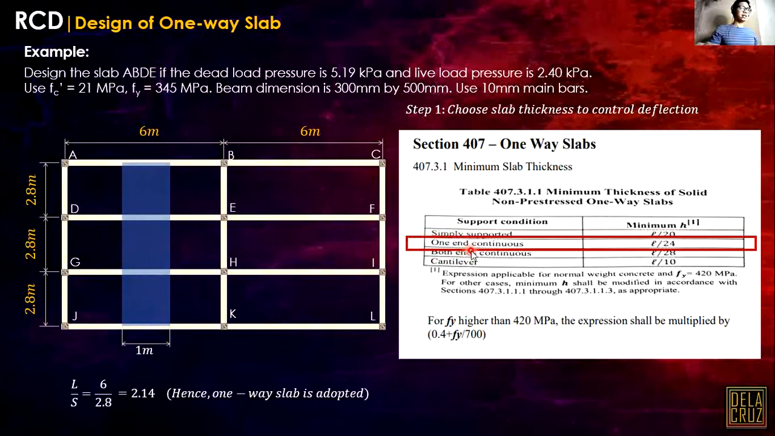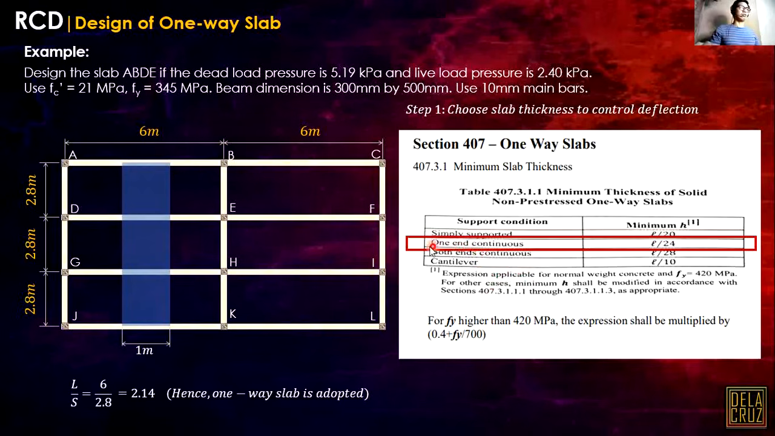Now, the second one is what we will use, because that is one end continuous. Why one end continuous? Consider just this slab here, ABDE. At this end, there is no continuation. But at the other end, there is continuation. That is what one end continuous means. Both ends continuous means this center span, which has continuation both above and below. Cantilever, I know you already know that.